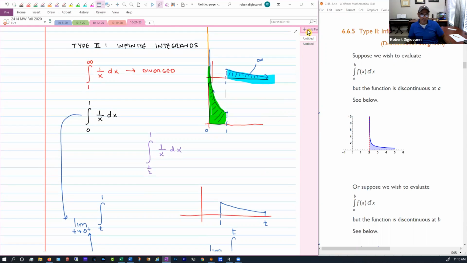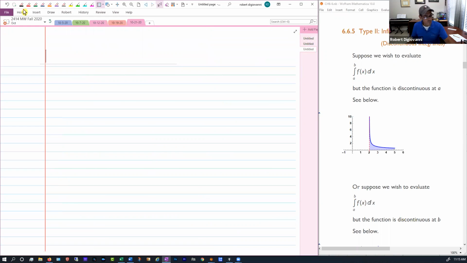Okay, let's do another one. Let's go 0 to 1 again. This time, let's do 1 over x cubed. Any guesses as to what's going to happen?